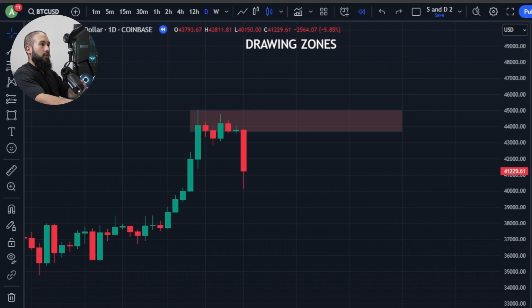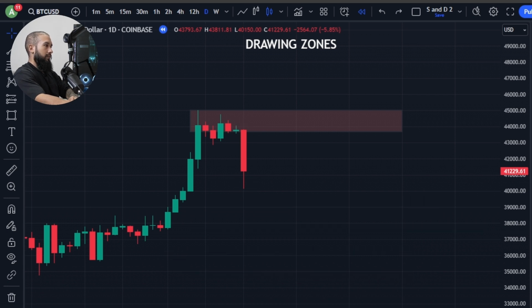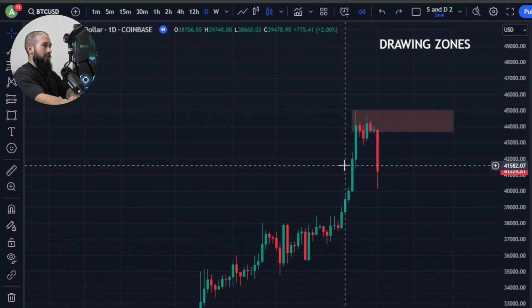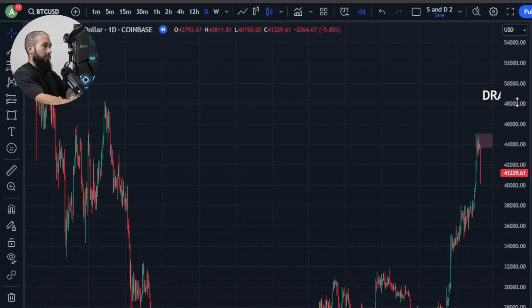This is the previous example I covered, so we already know that it qualifies to be a good tradable zone. But I want to go over qualification 3, which is, does this imbalanced candlestick take out a previous demand zone? Earlier in the video I mentioned to cover this, so we're going to go over it. Now, the last time prices were around 40.1K to 43.7K was a while ago. And if we zoom out, we can see this. So I'm in the daily, zooming out.